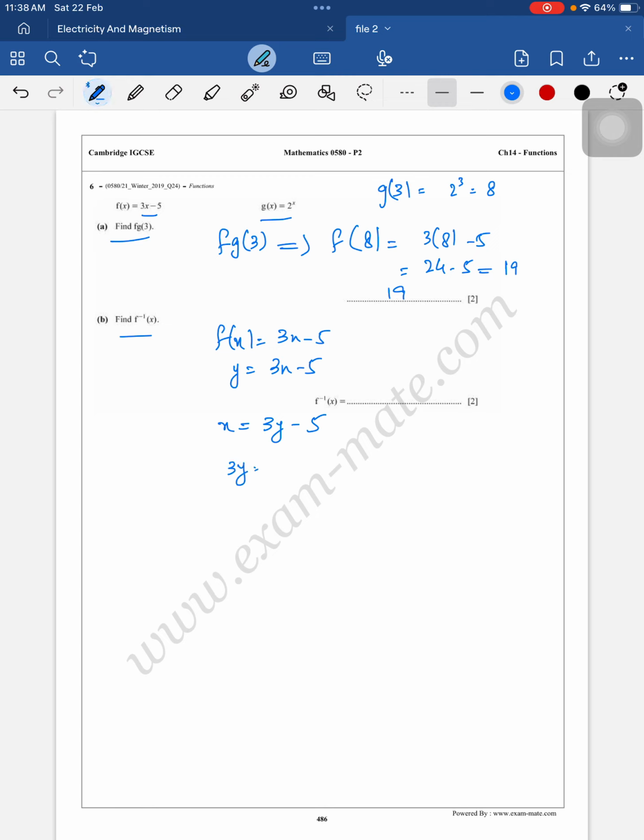So 3y is equal to x plus 5. Minus 5 goes over here. And y is equal to (x plus 5) upon 3. I hope that's clear to everyone.